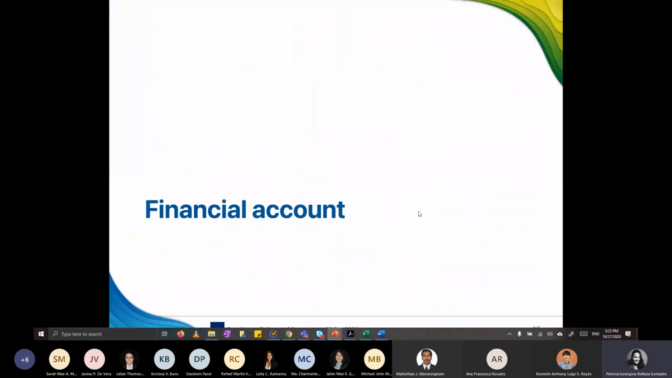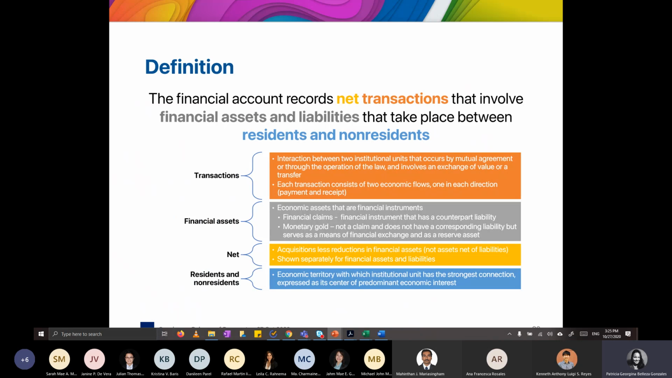So returning to the presentation, we'll now go into the next accumulation account, which is the financial account. So the financial account records net transactions that involve financial assets and liabilities that take place between residents and non-residents.